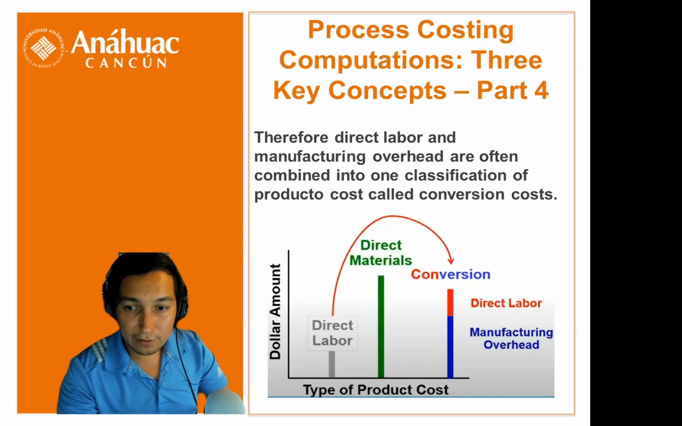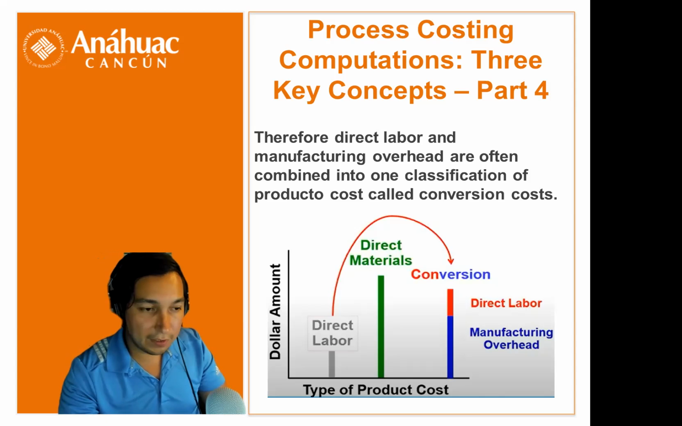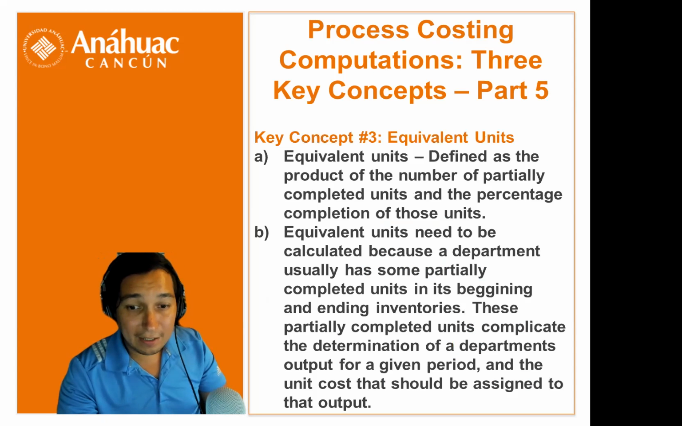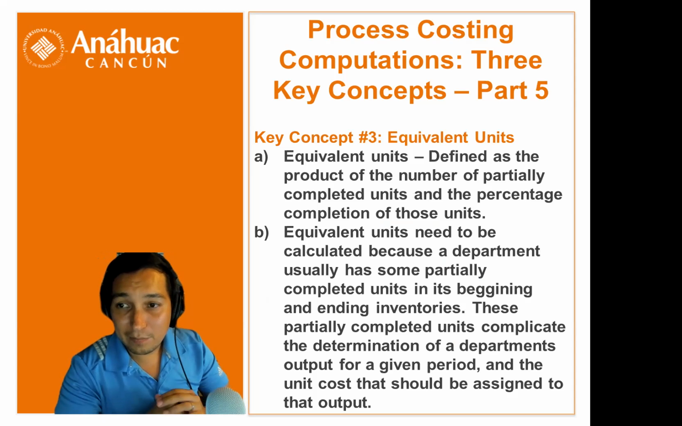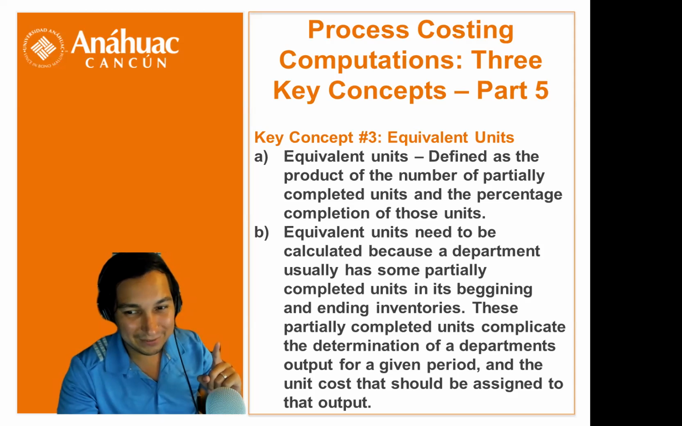That's what we're looking at here. Usually our materials are somewhat substantial, and then we deal with our direct labor and our MOH together, called conversion costs. And then key concept number 3 is equivalent units. Equivalent units are defined as the product of the number of partially completed units and the percentage completion of the units. As you're seeing in the definition, it is a product. It means it's the result of a multiplication.